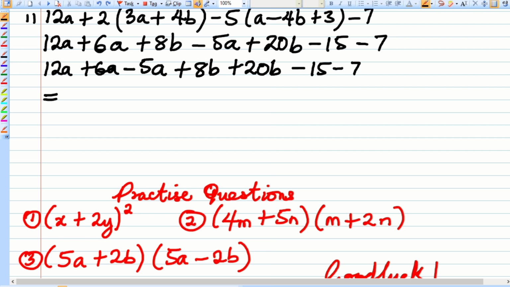So time to simplify. 12a plus 6a is what? 18a. 18a minus 5a is what? 13a. So finally 13a. 8b plus 20b is what? 28b. So plus 28b. Then now, minus 15 minus 7. You're owing 15 naira here. You're owing 7 naira. How much are you owing in total? You're owing 22 naira. I'm just using naira for easy understanding, but there's no money there, right? So you have negative 22. No more like terms. That's our final answer.